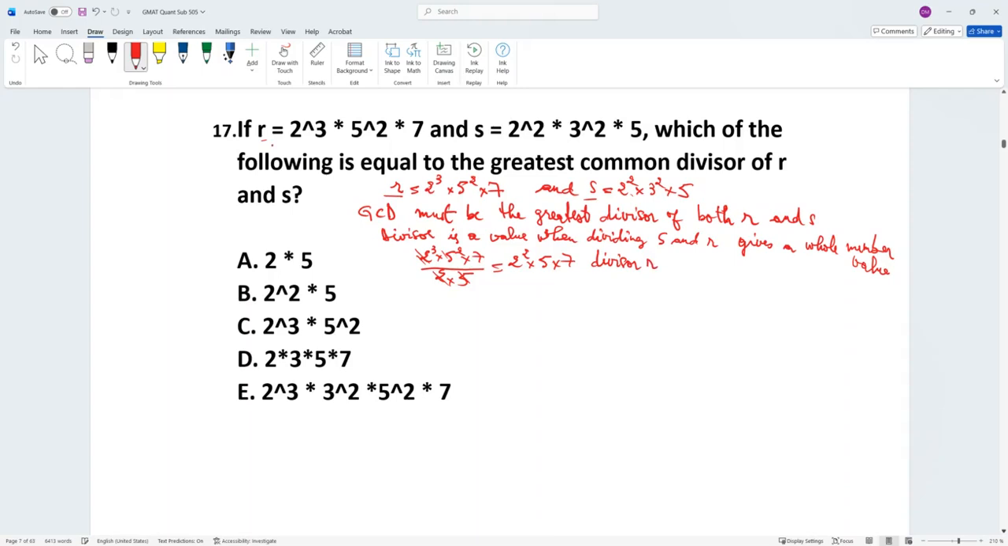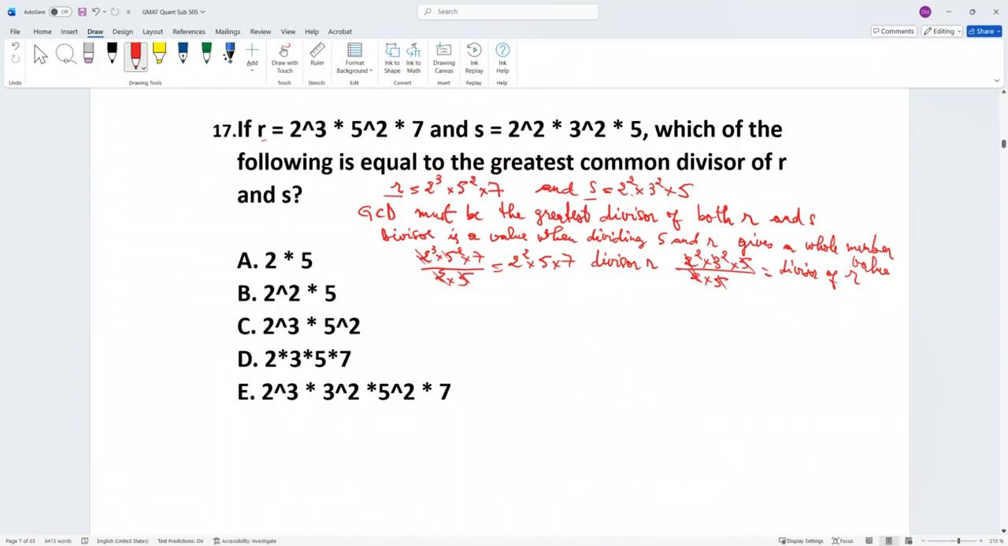R, but is it the divisor of S? If we say 2 to the power 2 times 3 to the power 2 times 5 over 2 times 5, it divides here, and also divides here. It's also a divisor of R. And now the question will be, is it the greatest?